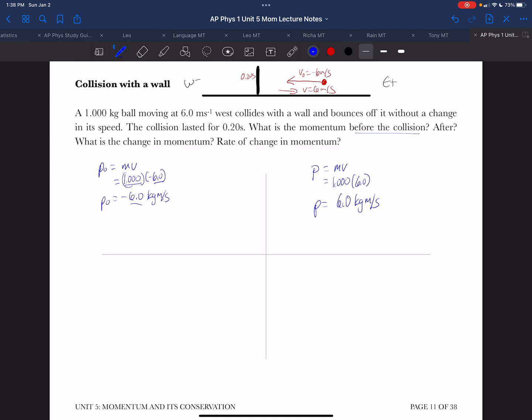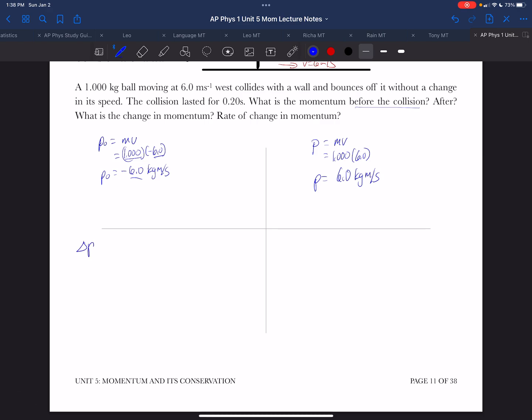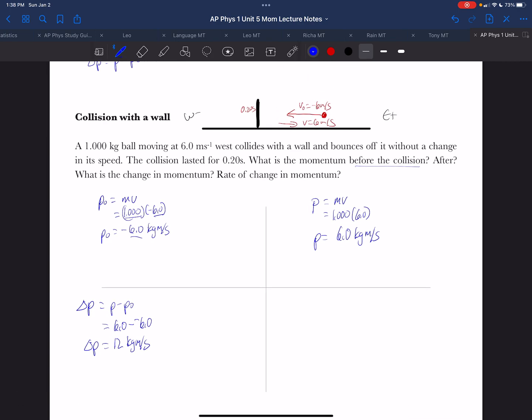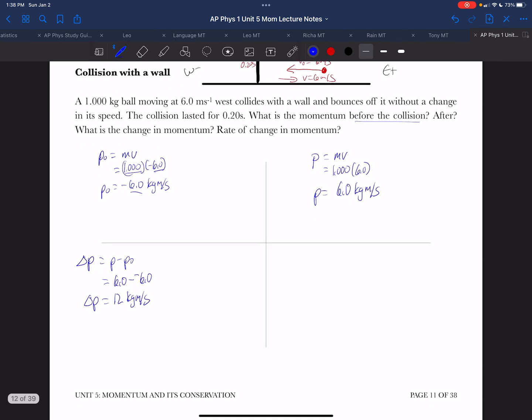What is the change in momentum? The change in momentum is p minus p0. So we have 6.0 minus a negative 6.0, which is 12 kilogram meters per second. Let's see, was the change positive? Yes, it ended up positive. It had negative, it was brought to 0, and then ended up going positive. So the change was 12. Now we could do this as delta p is m delta v, and the mass is 1.000, and delta v is v minus v0. So the final velocity was 6.0 minus a negative 6.0, which gives us 12 kilogram meters per second. Both give us the same answer.